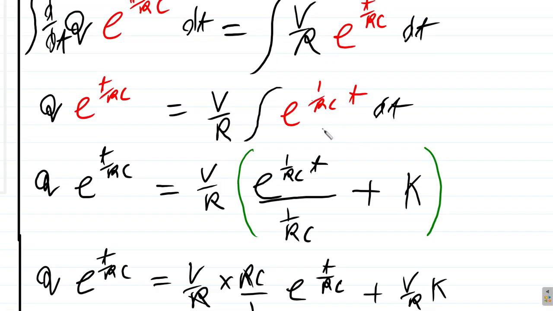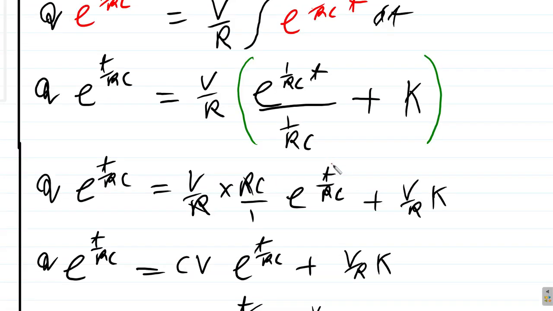When you integrate e to the constant t dt, we have e to the constant by t divided by the constant. In this case, the constant is 1 over rc. So e to the 1 over rc times t. When you integrate that with respect to t, you get e to the 1 over rc by t divided by 1 over rc plus the constant of integration. I use k instead of the common c here because I already have c to represent capacitance and I don't want to confuse them.